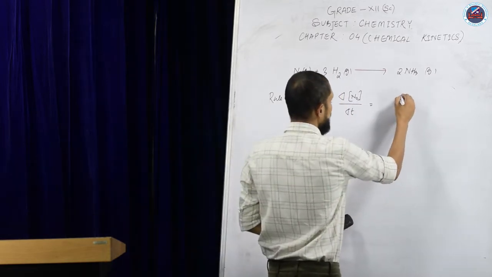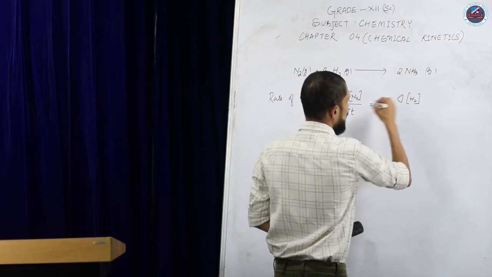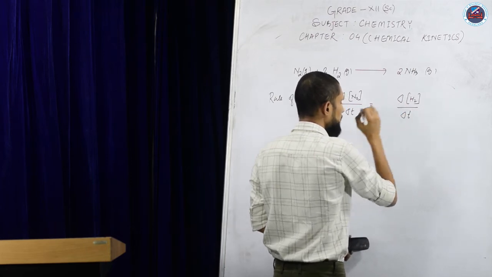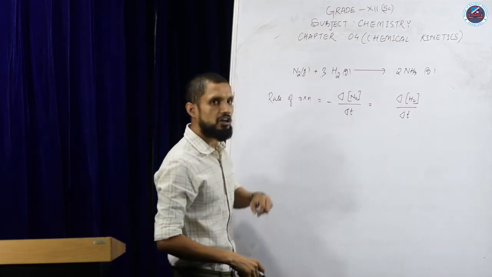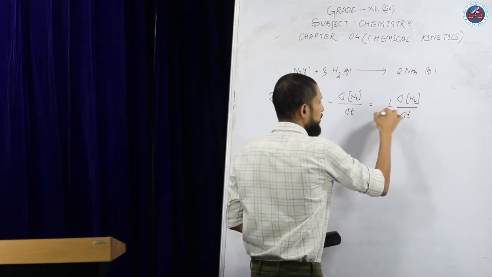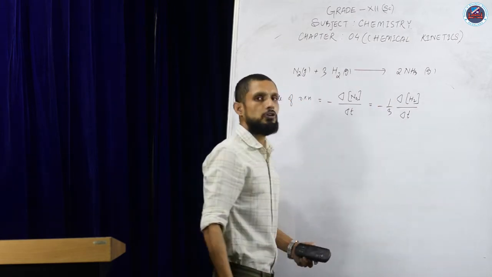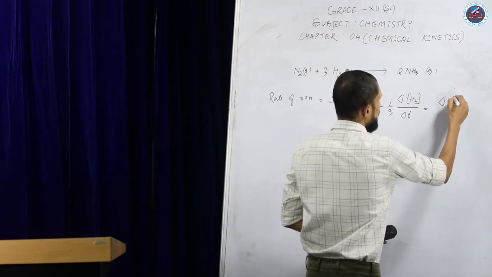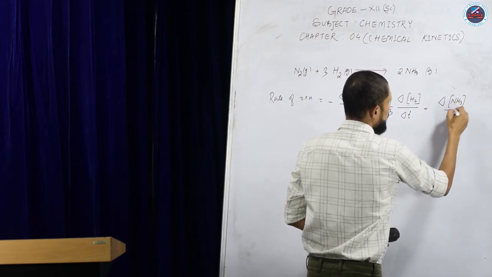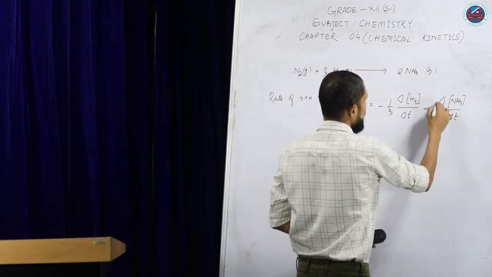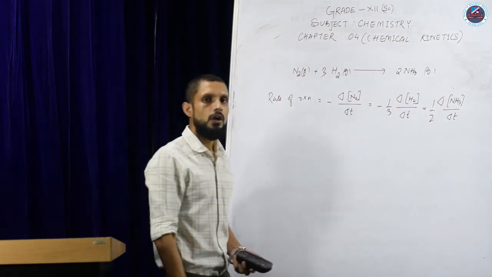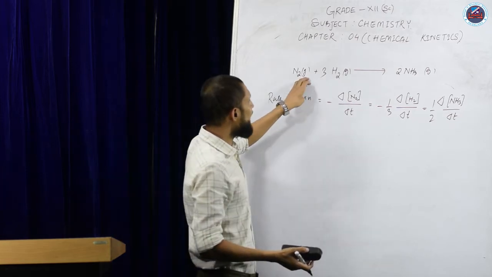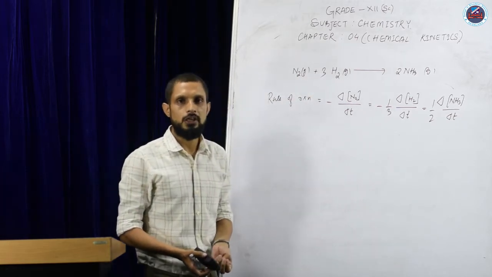For hydrogen, delta H2, that is change in concentration of hydrogen by change in time. Now the rate of hydrogen is 3 times, so we'll write here 1 by 3. And since it's reactant, we'll put negative sign. For ammonia, it is change in concentration of ammonia by change in time. Since it's twice, it's 1 by 2 here. So this is how we can write the rate of reaction in terms of reactant and product for a chemical reaction.